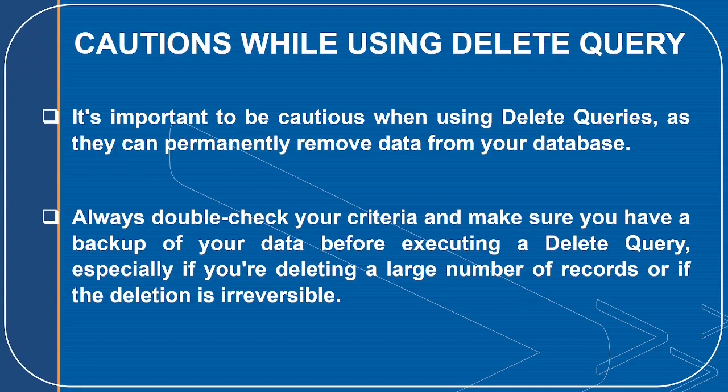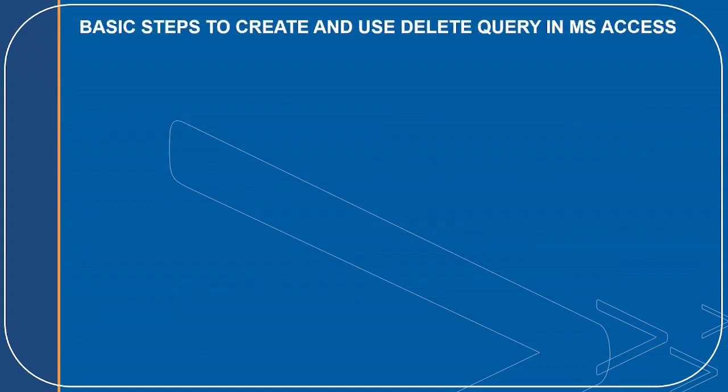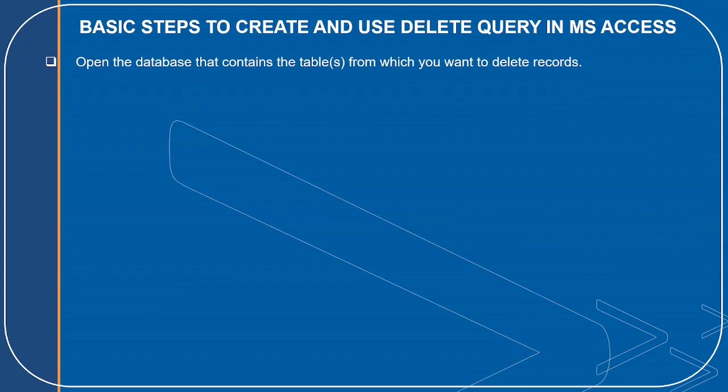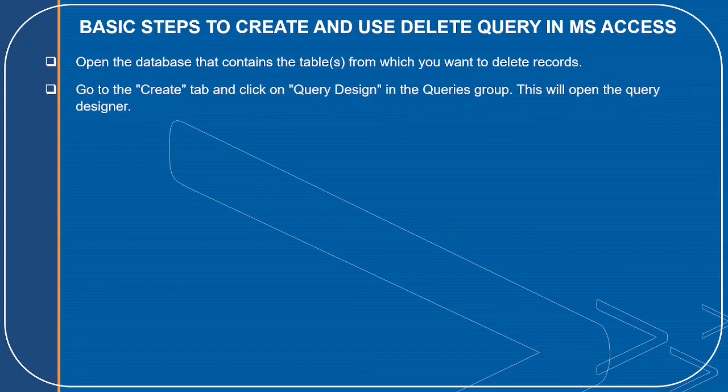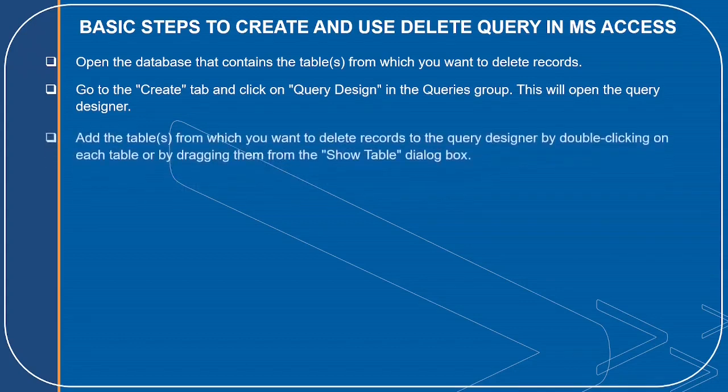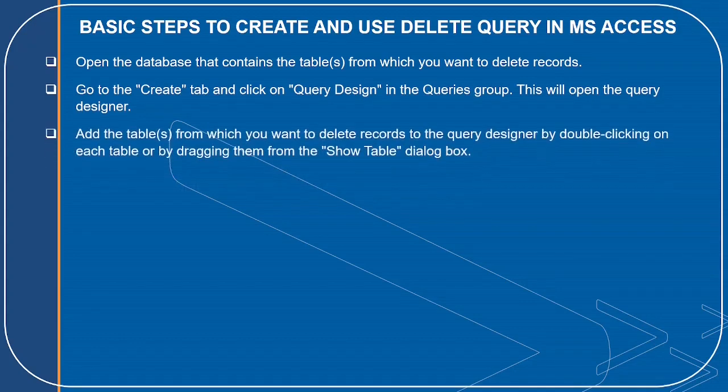These are the steps to create and use a delete query in MS Access. 1. Open the database that contains the tables from which you want to delete records. 2. Go to the Create tab and click on Query Design in the Queries group. This will open the Query Designer. 3. Add the tables from which you want to delete records to the Query Designer by double-clicking on each table or by dragging them from the Show Table dialog box.